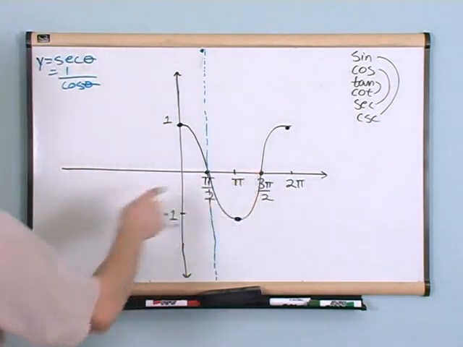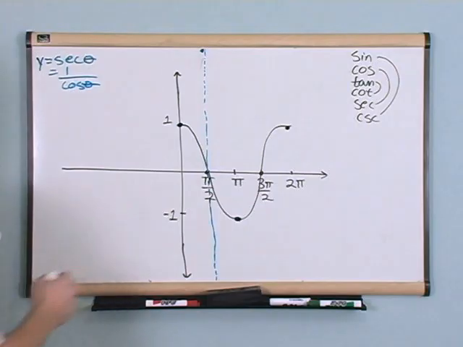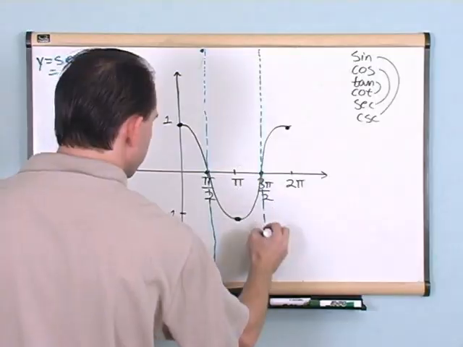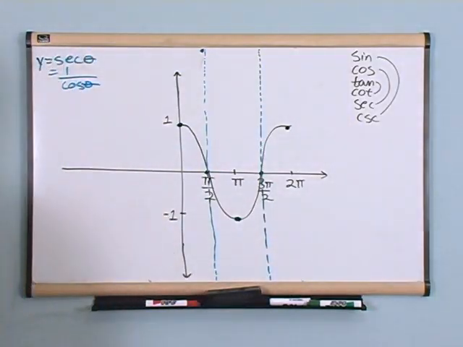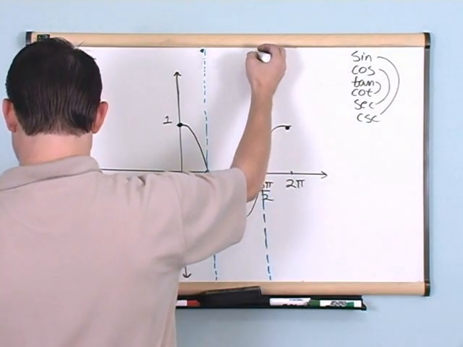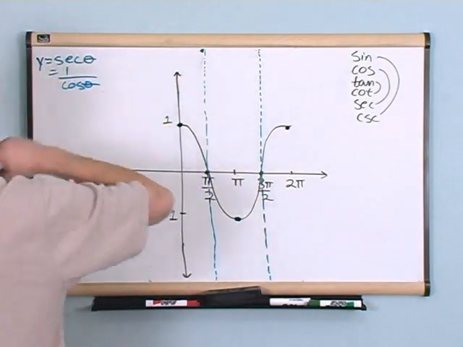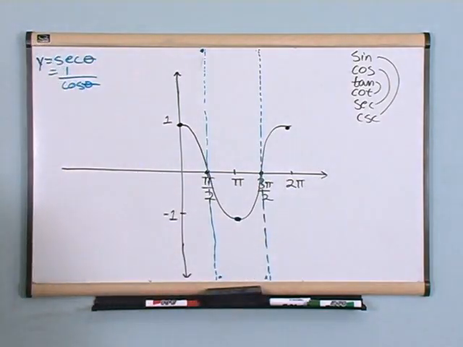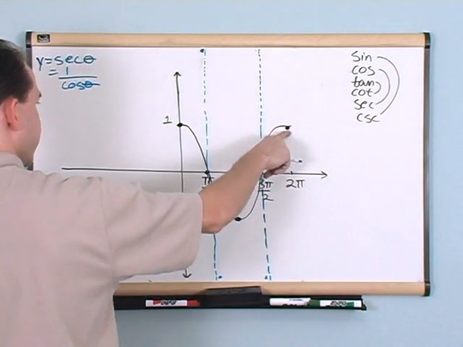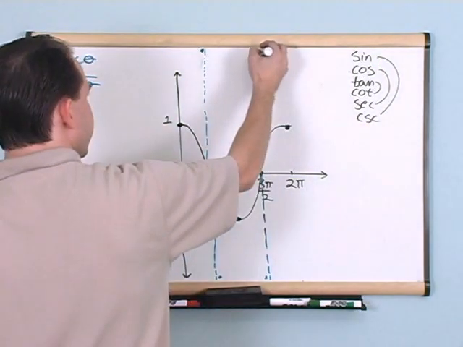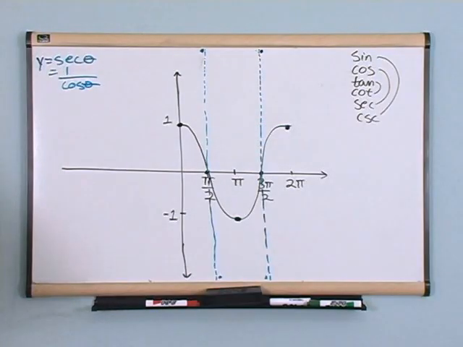At 3 pi over 2, again, it's at infinity. So there's going to be an infinity down here, and down here. And then over here, if cosine at this point is 1, 1 over 1 is again 1, and again you have this infinity here. Now let me fill in the blanks and we'll talk about it.